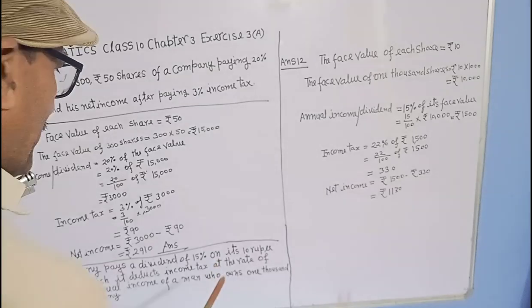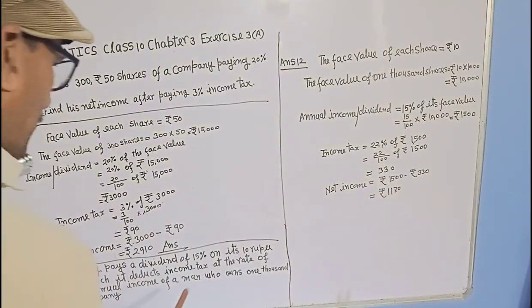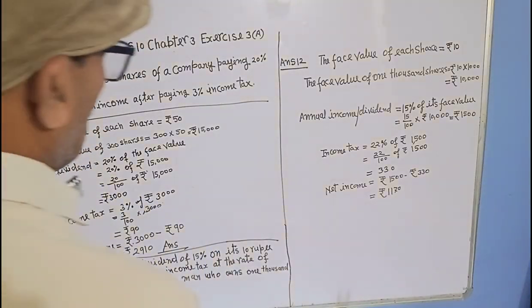Question 12. A company pays a dividend of 15% on its 10 rupees shares, from which it deducts income tax at the rate of 22%. Find the annual income of a man who owns 1,000 shares of the company.